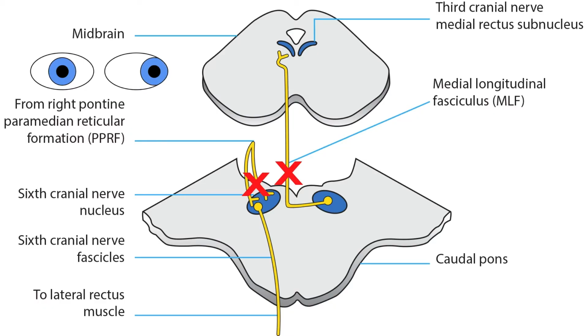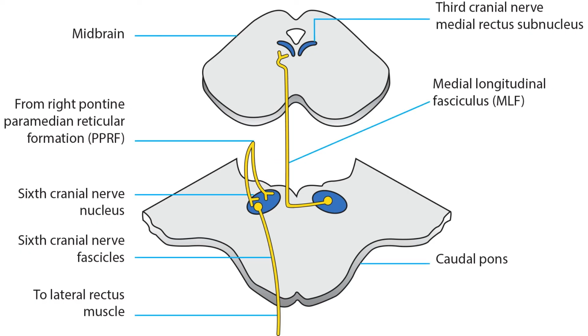Sometimes the lesion damages not only the PPRF, but also the sixth nerve nucleus and the MLF on the same side. In that case, you will see a gaze palsy on one side and an INO on the same side. The eye on the side of the lesion, shown here on the right, does not move horizontally in any direction. The other eye can abduct. This abnormality is called a 1.5 syndrome. We award 1 point for the unilateral horizontal gaze palsy and half a point for the ipsilateral INO.